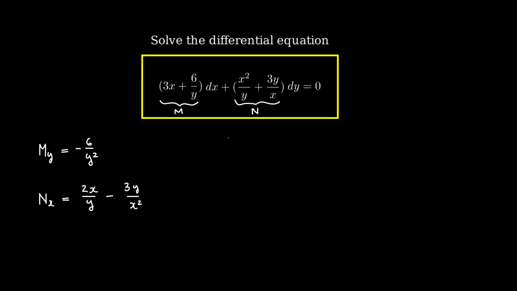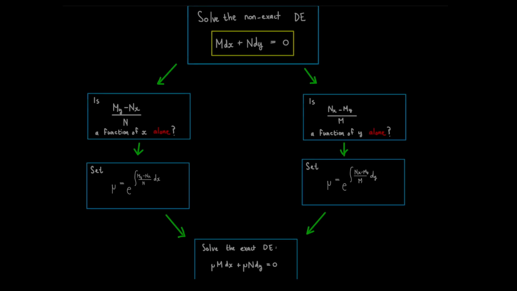Now, what is the typical method we can check? Well, we can assume that there is an integrating factor which depends only on one variable, either x or y. And so I've actually dealt with this in a previous video, but just to give you the kind of flow chart of how this works, here it is.